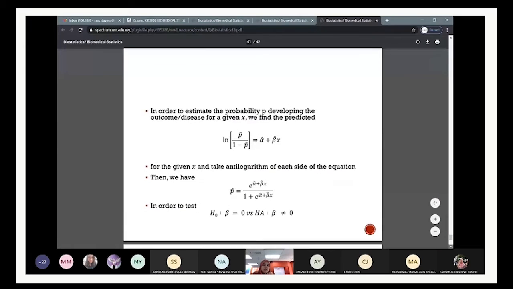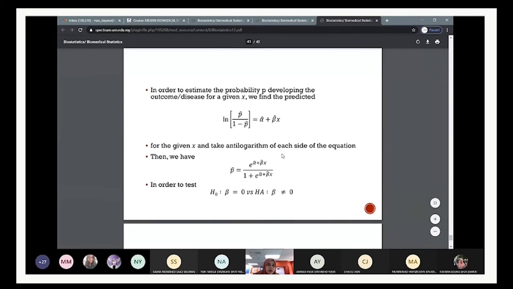So in order to estimate the probability P of developing the outcome of the disease, for example, we are going to use the ln of the estimated probability equal to the estimated intercept plus the estimated slope times x. So for the given x, we take the antilog to find the estimated P.